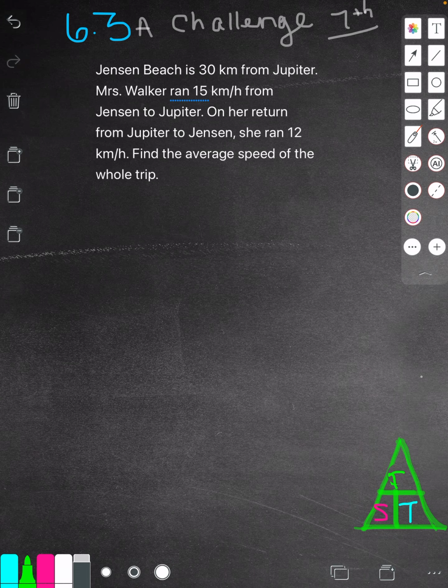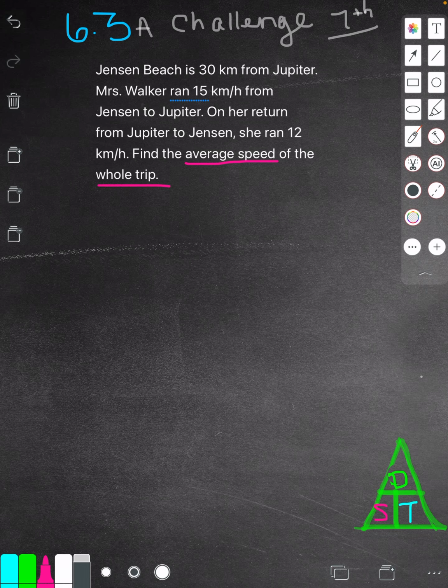Let's start using it. All right, so Jensen Beach is 30 kilometers from Jupiter. Mrs. Walker ran 15 kilometers an hour from Jensen to Jupiter. On her return from Jupiter to Jensen, she ran 12 kilometers an hour. Find the average speed of the whole trip. So here's what we're looking at here. We are looking for speed. We're looking for speed not of one part of the trip, we're looking for speed of the whole trip.